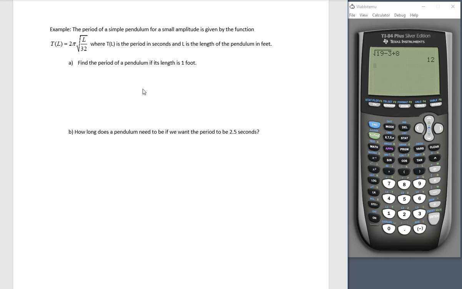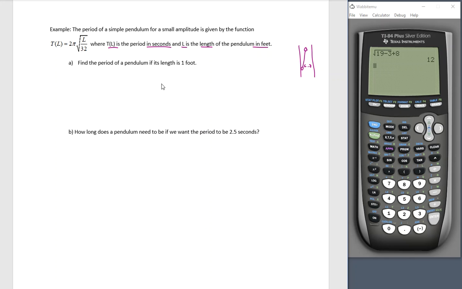Here we go. The period of a simple pendulum, think of a grandfather clock, right? And the pendulum that swings back and forth, back and forth, back and forth. All right. The period of a simple pendulum for a small amplitude is given by the function T of L equals 2 pi the square root of the quotient L over 32, where T of L is the period in seconds and L is the length in feet.